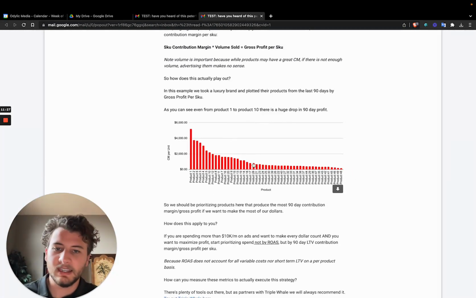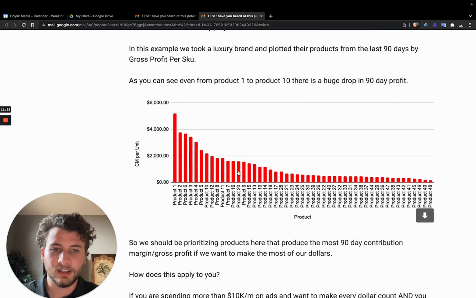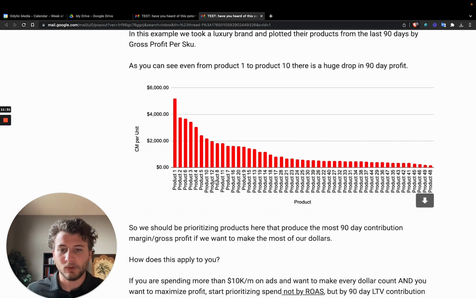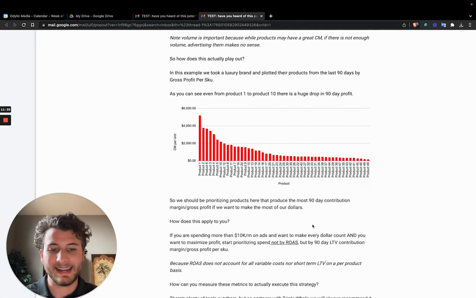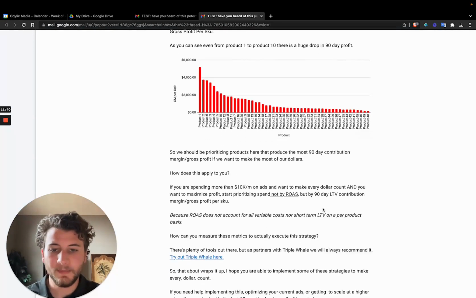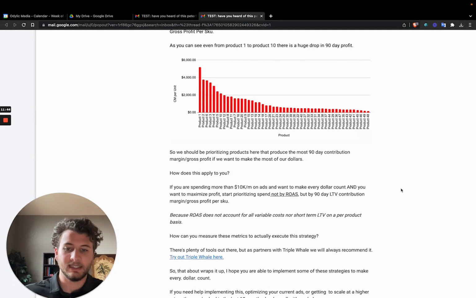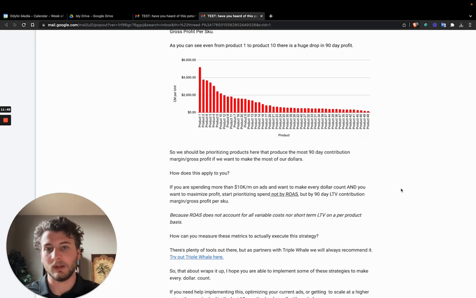So as you can see, for product 1 to product 10, there's a huge drop in that 90-day profit of the product. So we should be prioritizing products here that produce the most 90-day contribution margin / gross profit if we want to make the most of our ad dollars, okay? So now you see how it kind of works out, right? And if you're spending more than 10K a month on ads and you want to make every dollar count and really want to maximize profit, you should start prioritizing spend not by ROAS, but by 90-day lifetime value contribution margin / gross profit per SKU, okay?